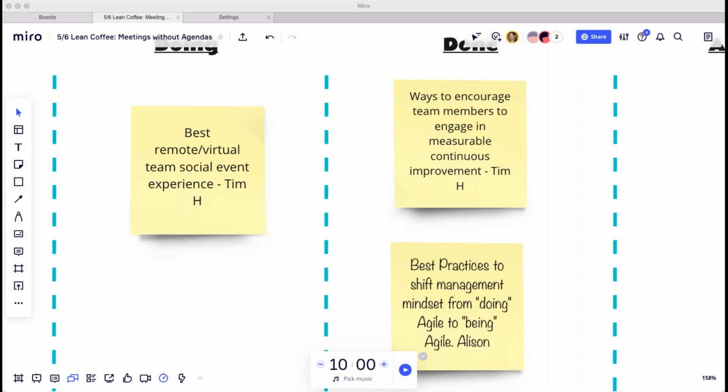Well, that's how it happens even if you're in person, right? People participate to different degrees. Mm-hmm. Yeah.